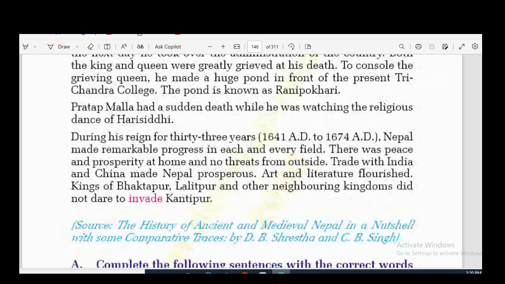Trade with India and Tibet, Lhasa, as well as China, made Nepal prosperous. Some of the aspects of development were trade with India and China, because during his time, trade with both neighbors, India as well as China, was with good relationship. Art and literature flourished, and kings of Bhaktapur, Lalitpur, and other neighboring kingdoms did not dare to invade or attack or capture Kantipur.